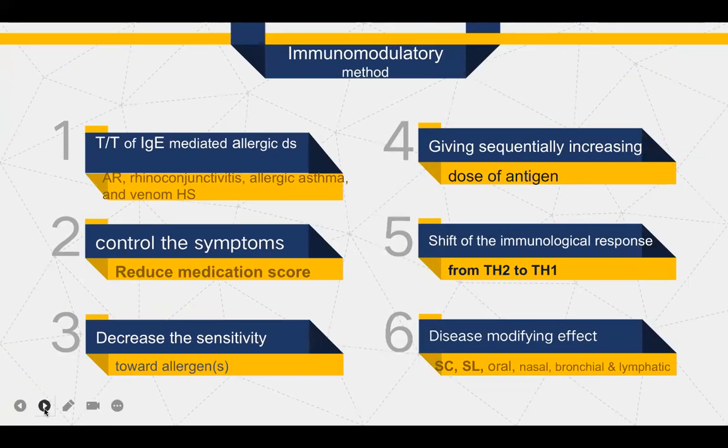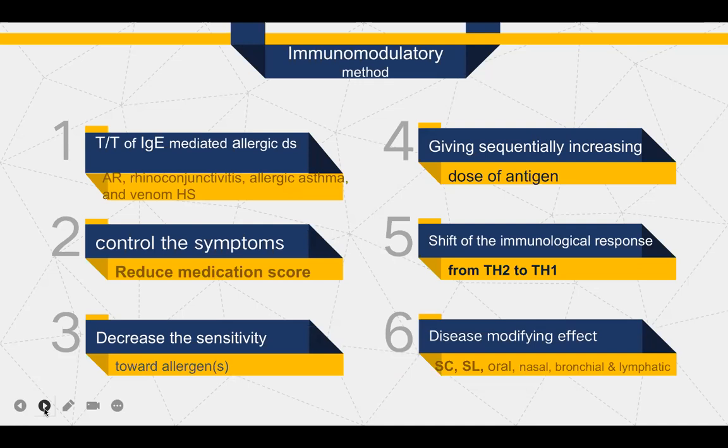So in a nutshell, allergen immunotherapy, or AIT, is an immunomodulatory method which we use in the treatment of IgE-mediated disease, for example allergic rhinitis, rhinoconjunctivitis, allergic asthma, and also in venom hypersensitivity. Why are we using it? We are using it to control the symptoms of the patient and also to reduce the medication score.